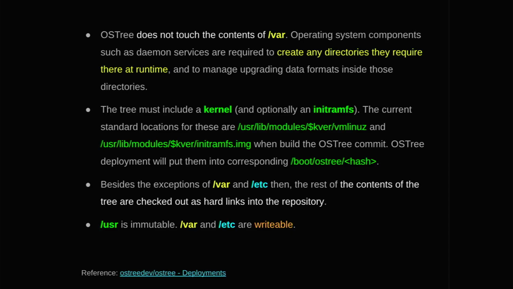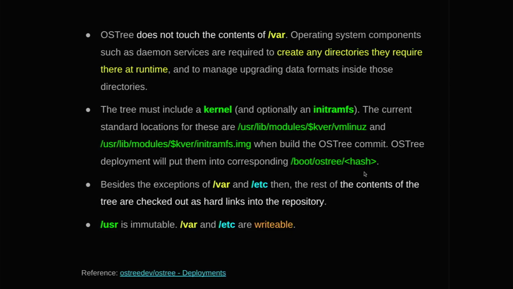The OSTree commit must include the kernel and initramfs, of course. The current standard location for these is under usr/lib/modules/kernel-version, with vmlinuz as the kernel image and the initramfs image. When building the OSTree commit, ostree deploy will put them into a corresponding boot/ostree folder with the hash code.